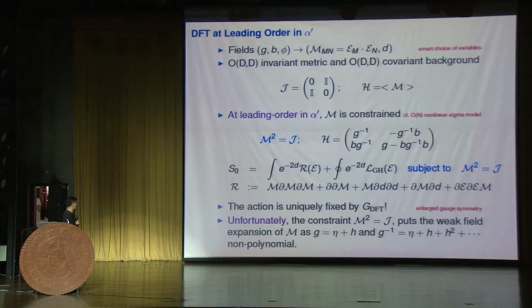One pitfall is that, unfortunately, this constraint M squared equals J, where M is the fundamental field in this double field theory of gravity, has to be constrained to 1, much like a nonlinear sigma model from the viewpoint of sigma models. And when we look at the small field expansion, because of that, this corner, which I denote as G inverse, is related to G precisely by the usual relation: if I expand G as 1 plus H, then G inverse is an infinite polynomial, a non-polynomial structure. So this is really bad.